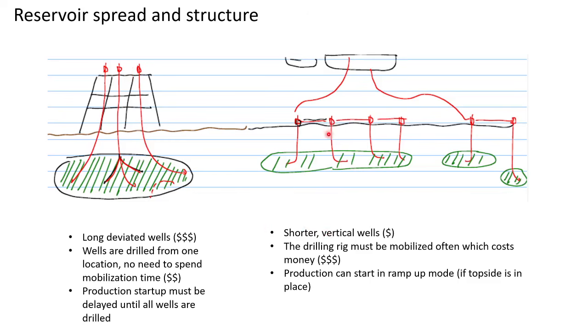Now, in this case of wet Christmas trees, I can make shorter and vertical wells, which is less expensive. However, I have to mobilize the vessel many times, because the wells are probably in different locations. That also costs a lot of money. Every time I mobilize the drilling vessel, I have to moor it and fix it in place, so it's challenging. However, in this case, the production can start in ramp-up mode. If I drill these wells first and the FPSO is in place, I can start production while I drill the other wells.